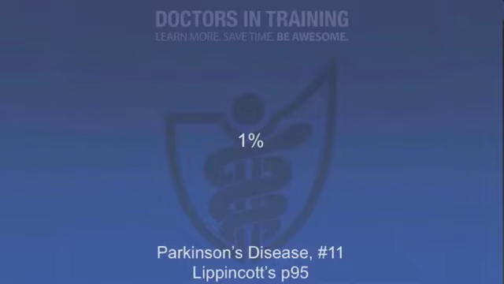Parkinson's disease is primarily a disease of the elderly. It's much more common in patients over 60. In fact, in patients over 60, the prevalence is about 1%. So about 1 out of every 100 patients you'll see who's over the age of 60 will have Parkinsonism in some form. When you get up to age 80, the prevalence increases to about 4%, so very common.